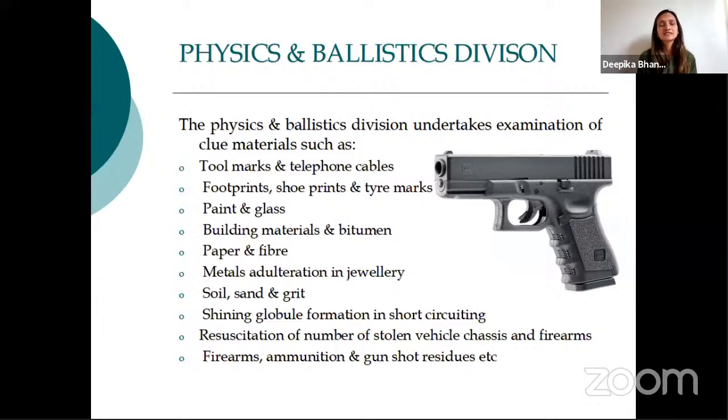Right. Then there is the physics and ballistics division. Here, the division undertakes examination of clue materials such as tool marks and telephone cables, then footprints, shoe prints, and tire marks, paint and glass, building materials, paper and fiber, metal adulteration and jewelry, because we say that if the jewelry doesn't have a hallmark, don't take it, because sometimes it is 18 carat, 16 carat or 22 carat. So it is all nothing but adulteration. Then soil, sand and grit.